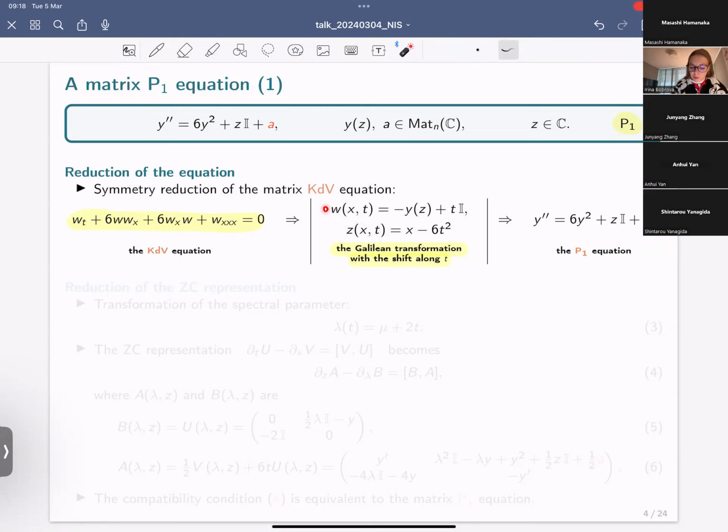If we substitute these two into the matrix KdV equation, we will obtain a third order ordinary differential equation that can be integrated one time. And after the integration, we obtain a second order differential equation, but it contains one arbitrary term A, an arbitrary constant matrix.